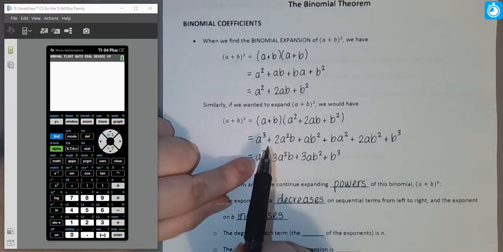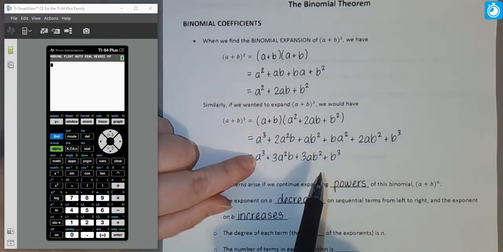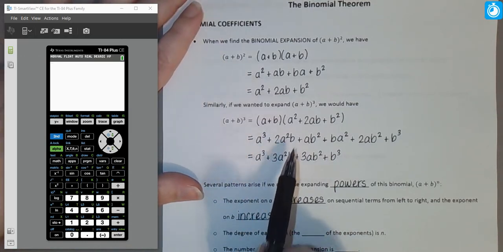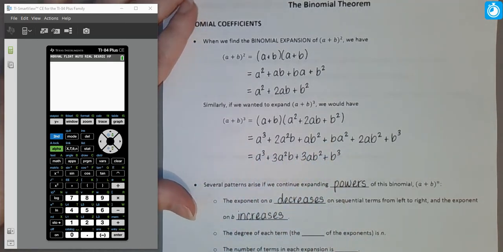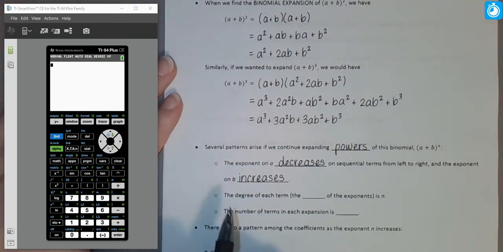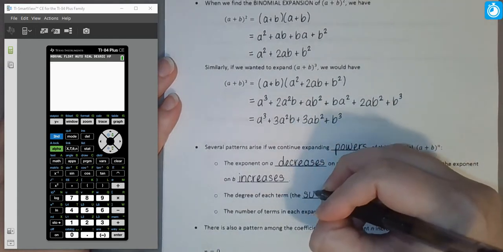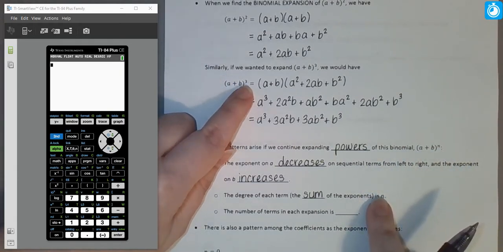Same thing here, so a cubed, and then a squared, and then a disappears, and then b is no longer there, but then it appears, so b to the first power, and then b squared, and b cubed. So this pattern with the exponents that we see would continue if we continued to find additional powers of this binomial. Now also the degree of each term, in other words the sum of the exponents, is going to be n, whatever the exponent is associated with the expansion.